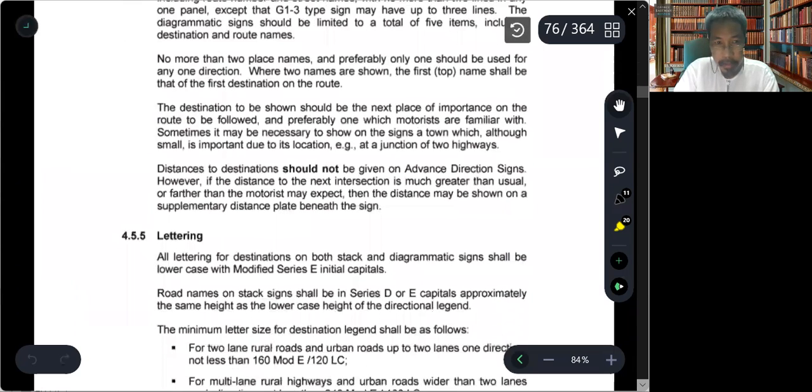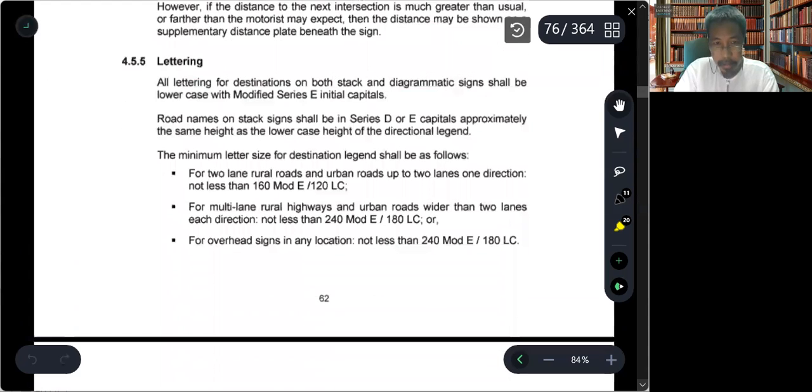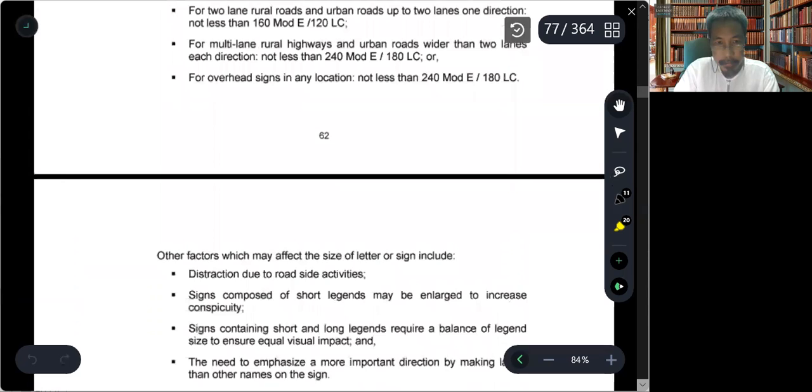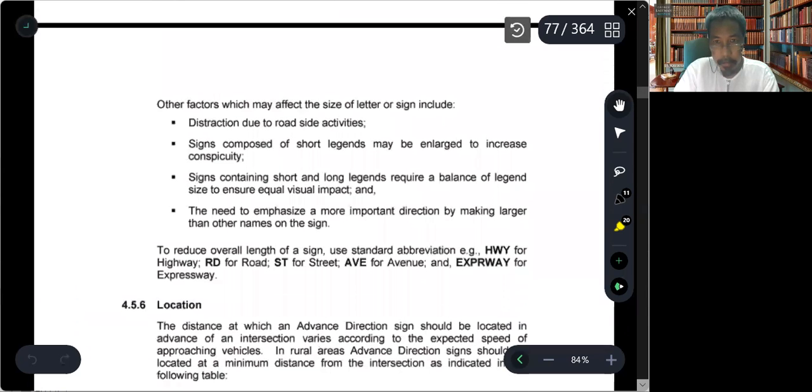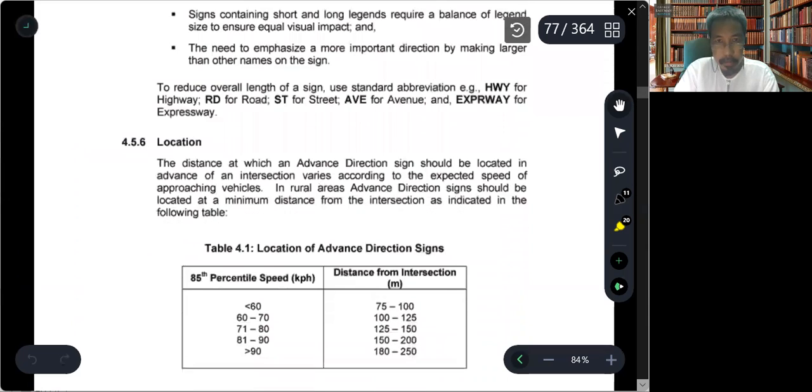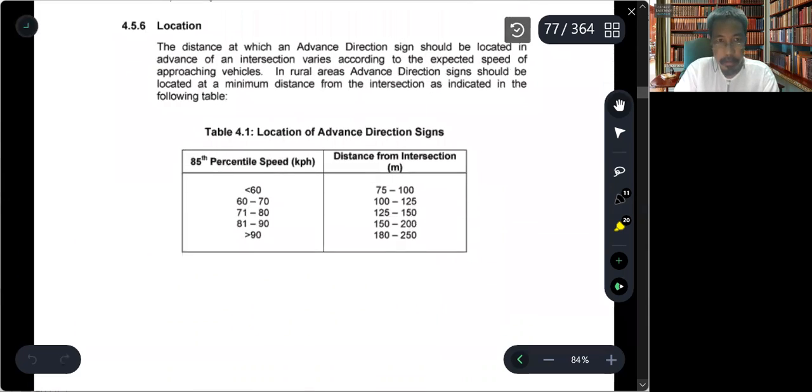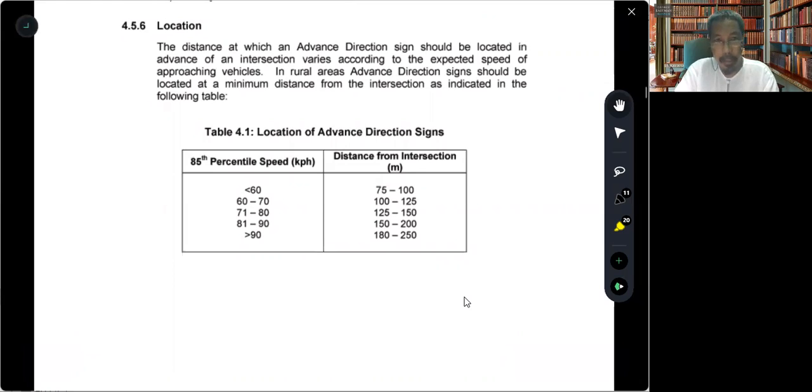So we already talked about legend and lettering. So let us move ahead. Location. Okay, so location. Distance at which advanced direction signs should be located in advance of an intersection varies according to expected speed of approaching vehicles. In rural areas, advanced direction signs should be located at a minimum distance from the intersection as indicated in the following table.